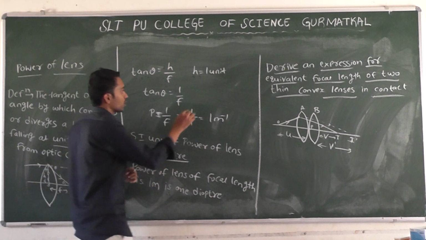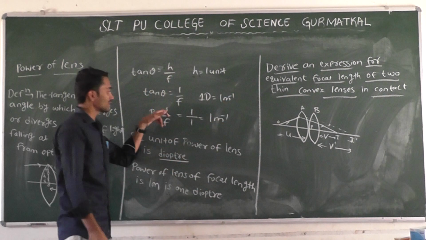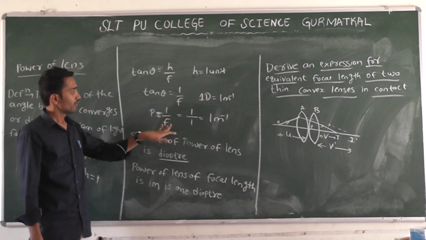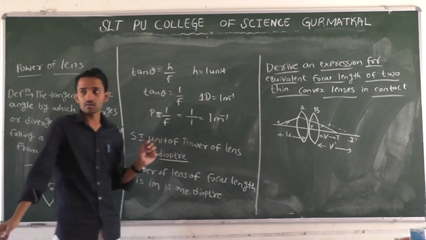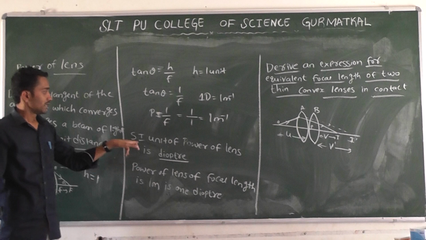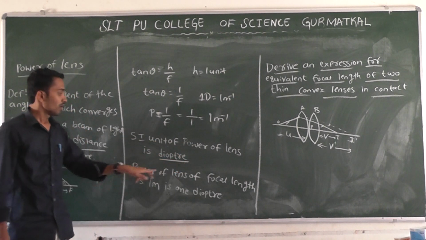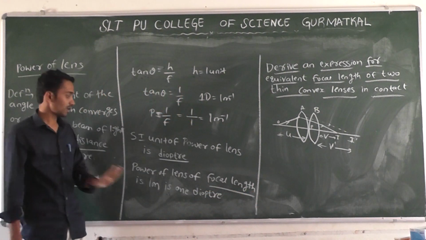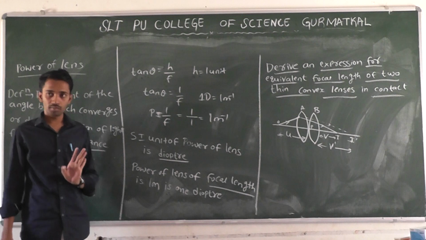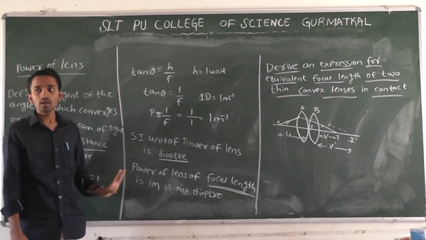When we say 1 diopter, 1 D is equal to 1 per meter, where the focal length is also 1 meter. So what we have to write is 1 per meter. The SI unit of power of a lens is diopter. When the focal length is 1 meter, then we say that it is 1 diopter.